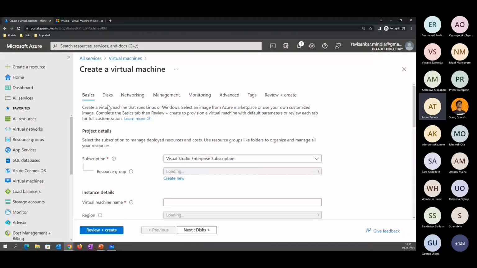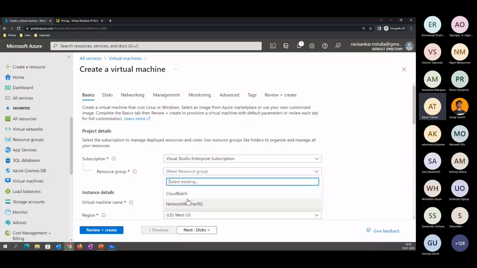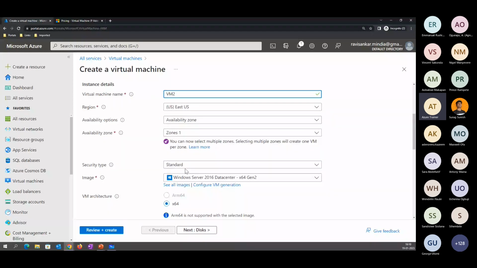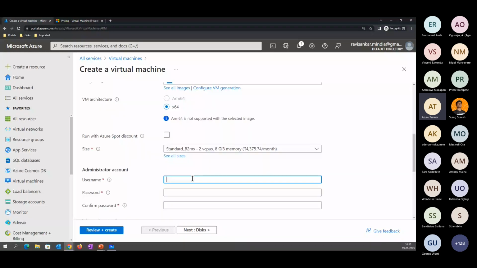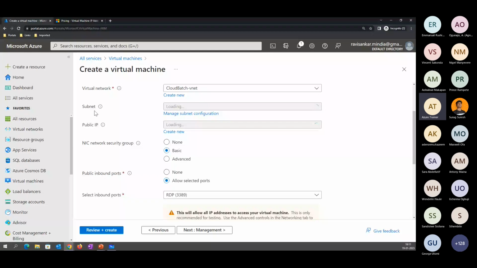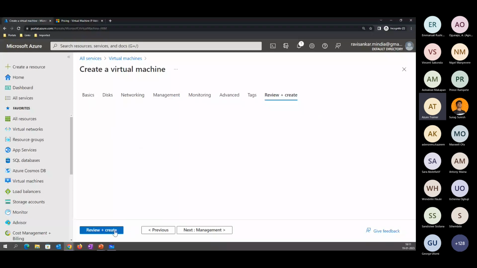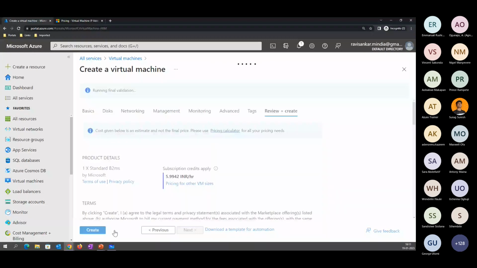For example, I'm creating another VM here. I'm just creating VM2 in the same location. Availability zone and all, I'm just keeping as none and going with the default one. Now if you go to the networking tab, in the networking tab, I'm setting public IP address as none here. Let's see what happens after creation. Right now I've selected the option public IP address none, and just started the initialization here.